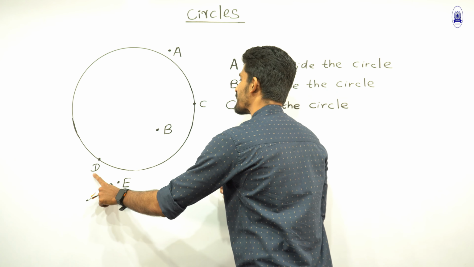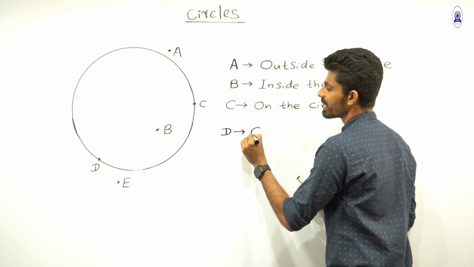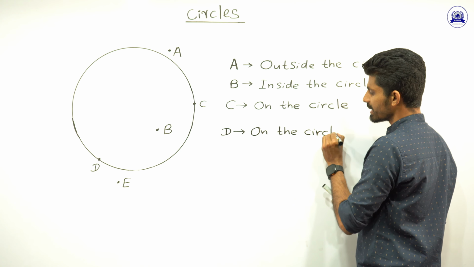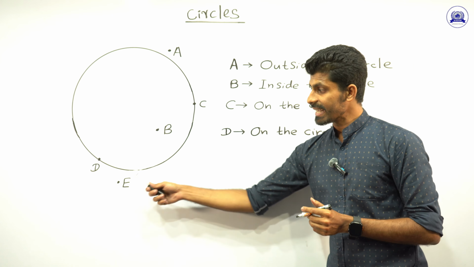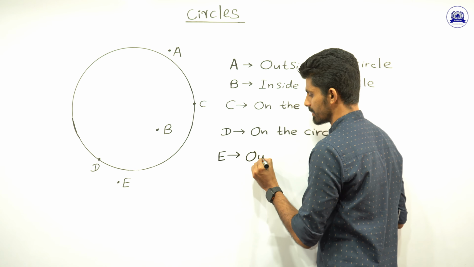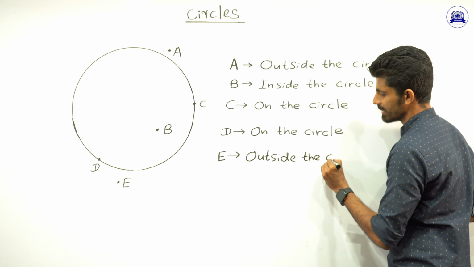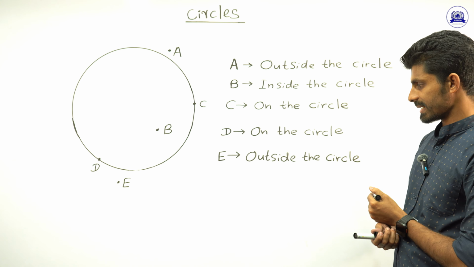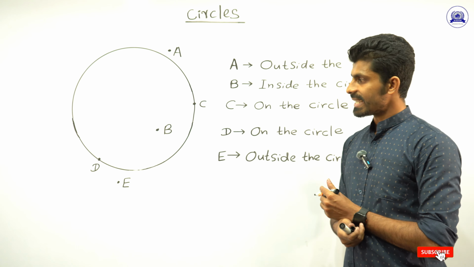What about the D? D also on the circle. Then E. E means outside the circle. A, B, C, D, E.